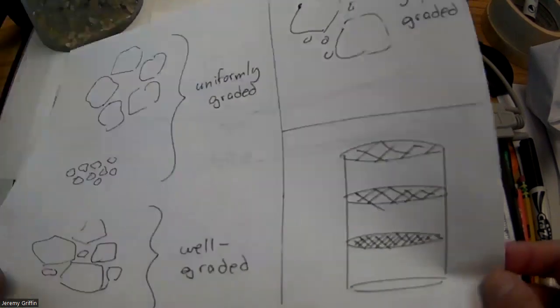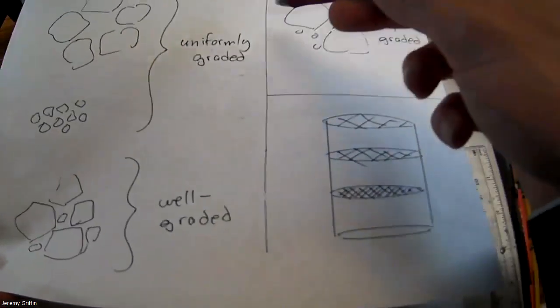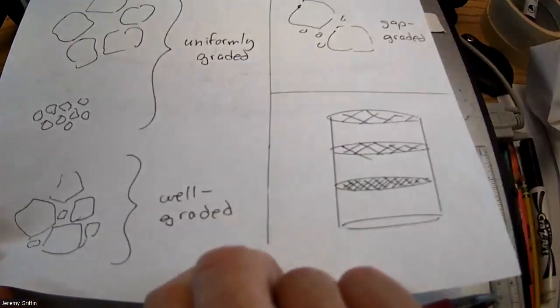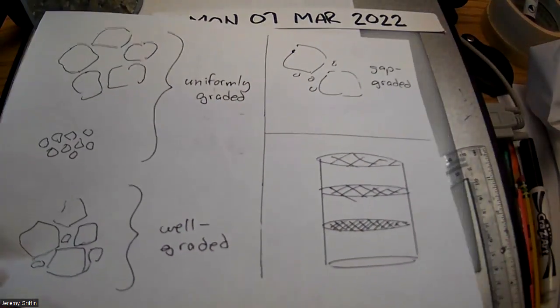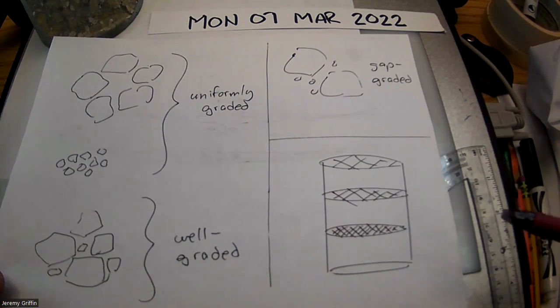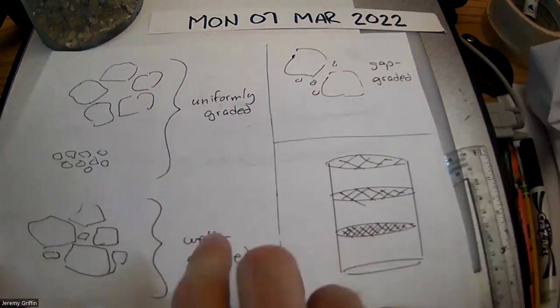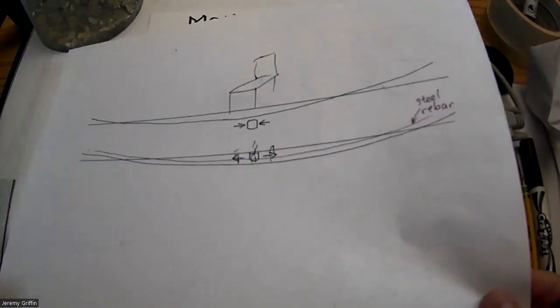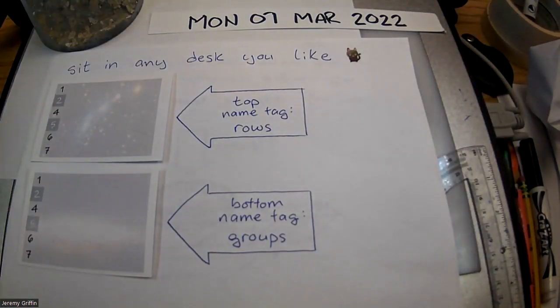Okay, so back on Friday, I told you guys some stuff about concrete. I told you guys about well graded versus uniform grade. If you have well graded concrete, then you'll create stronger concrete because there's a higher proportion of rocks to cement. I told you guys about sieves. I told you guys about steel reinforced concrete and thermal expansion.